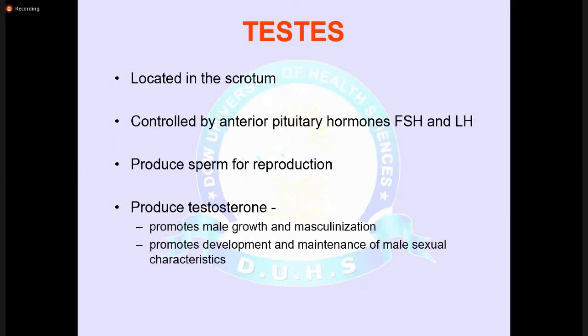The testes are the male sexual organs which are present in the scrotal sac. Again, they are under the control of the anterior pituitary hormone. They produce the sperms, and they produce testosterone, which promotes the growth of the male secondary sexual characteristics, the masculinization of a male, and the maintenance of the male sexual characteristics. The testes is somewhat an oval-shaped structure present within the scrotal sac.